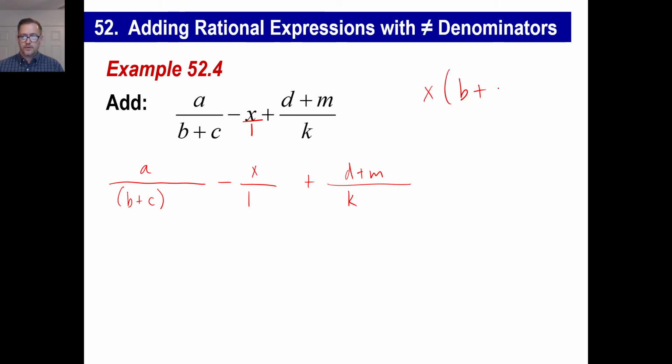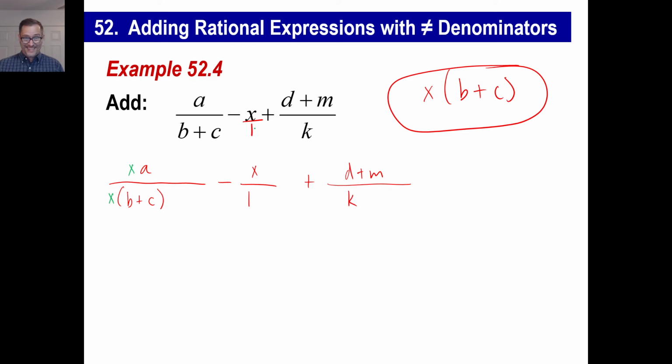K times b plus c. That is my common denominator, right? Well, you tell me what I have to do each time to make that happen. I've already got my b plus c. What do I need? I need my k, right? K on the bottom, k on the top.